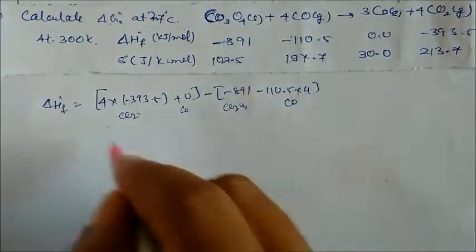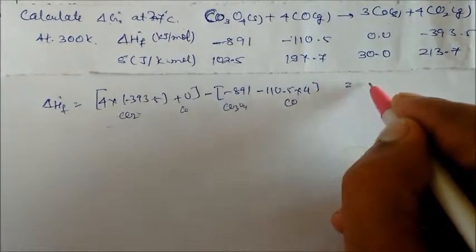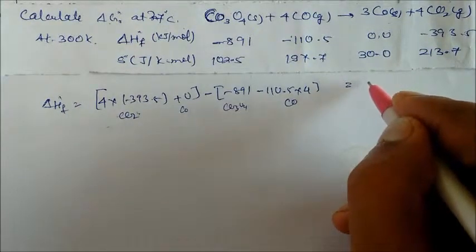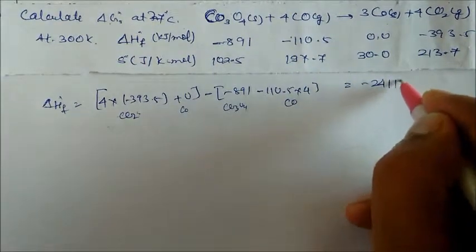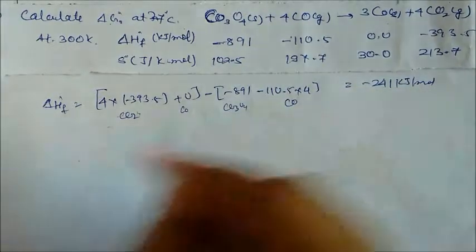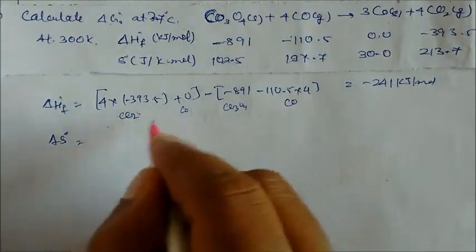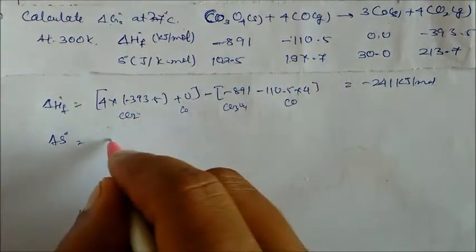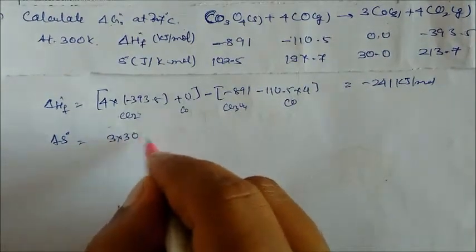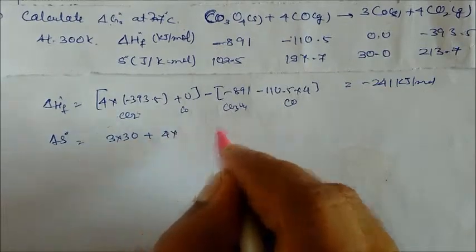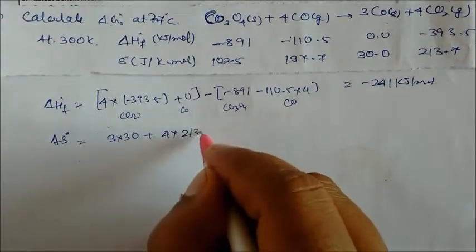Okay, so on solving here we will get the answer minus 241 kilojoule per mole. Similarly, we will find it for the entropies. Entropy will be again the same, so it is given here. Just take the same values, 3 into 30 plus 4 into 200, 13.7.